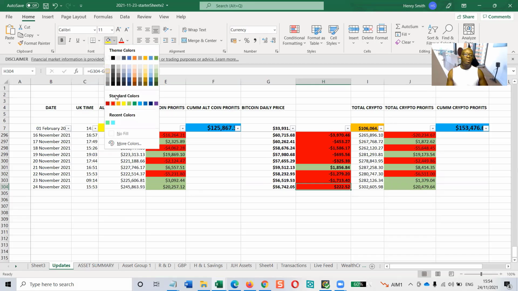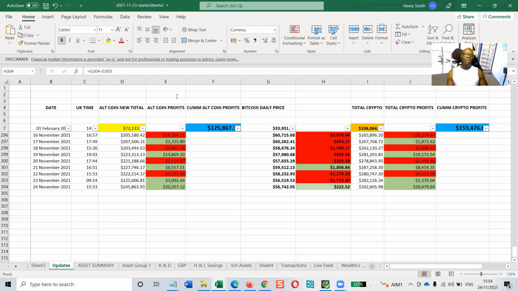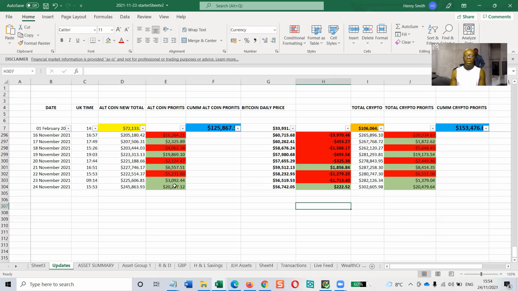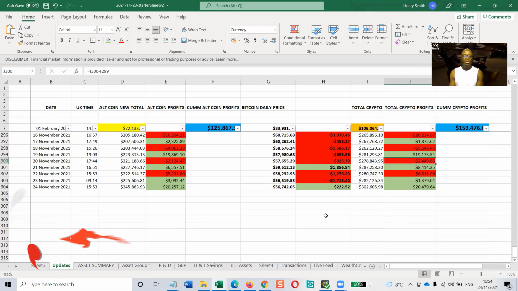Bitcoin is $222 ahead of yesterday. The total portfolio is $20,479 ahead of yesterday. We've had these kinds of increases before, but then it's gone backwards, so you don't get overly excited when that happens. But it's good, a $20,000 increase is going in the right direction.